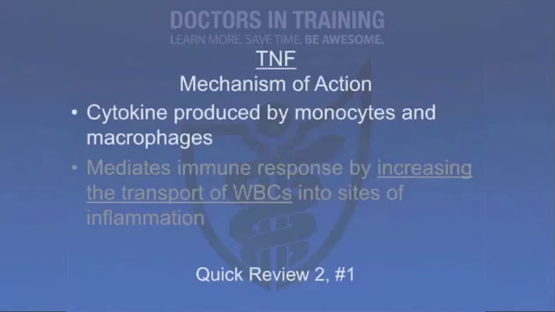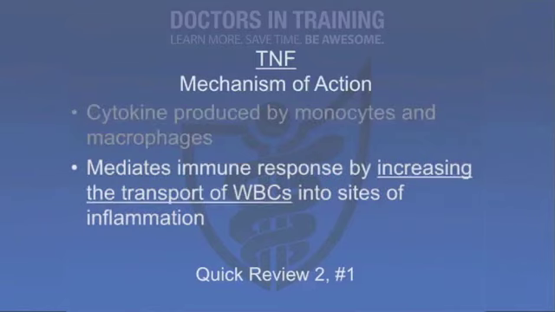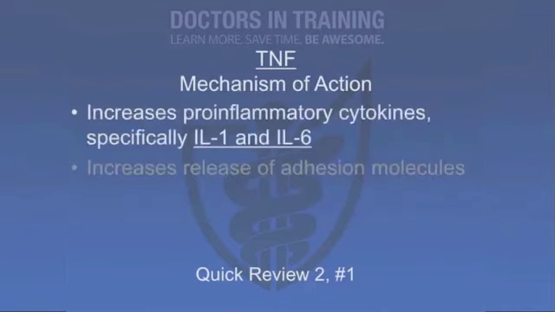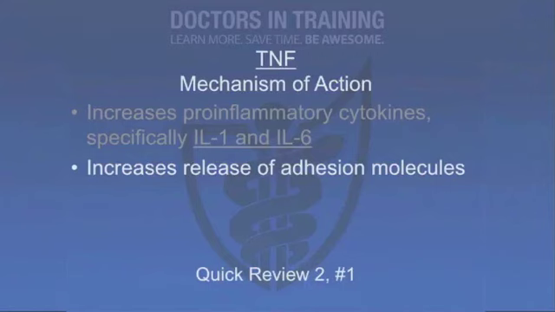Well, these are cytokines produced by monocytes and macrophages, and they mediate a lot of immune responses by increasing the transport of WBCs into sites of inflammation. Now, they can also increase pro-inflammatory cytokines, specifically interleukin-1, interleukin-6, and this will enhance leukocyte migration from the blood vessels into the tissues by increasing the permeability of the endothelial layer of the vessels. So, real important. It's basically just increasing the overall inflammatory process. And then this last one here increases release of adhesion molecules.